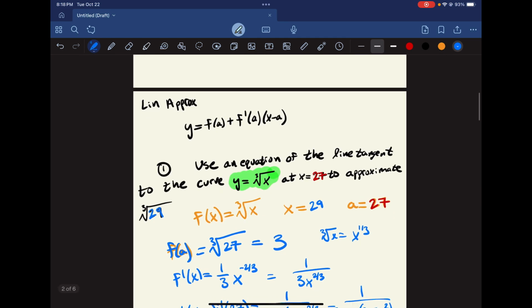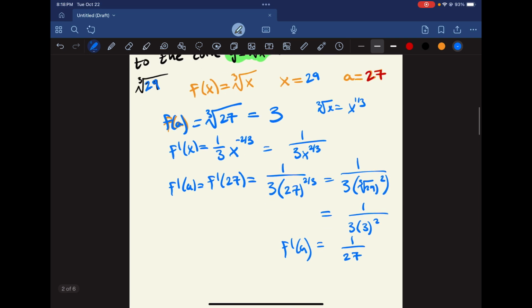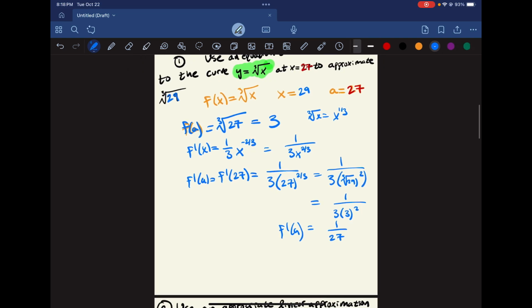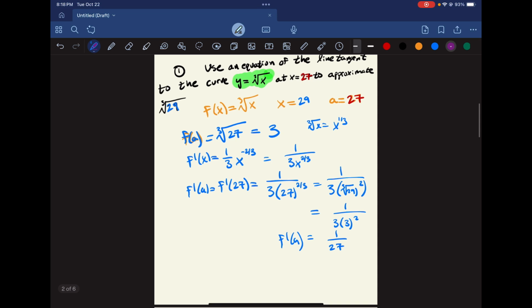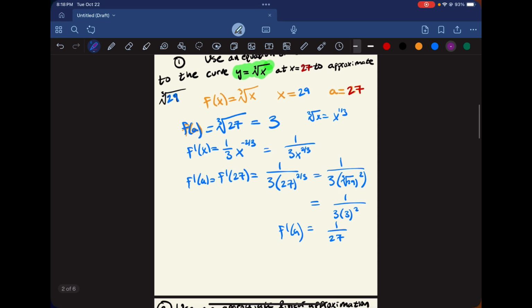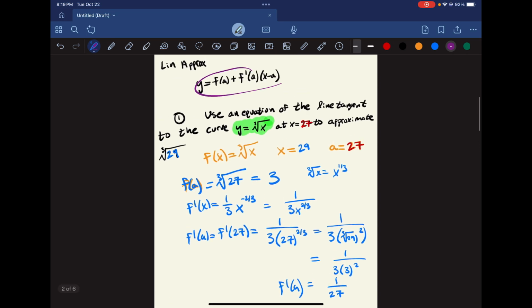So we've got that figured out. So now we just need to plug everything into the formula. The proper notation for this would be cube root of 29 is approximately equal to our L, our linear approximation function, of 29, which equals, and then we just straight up write this out.